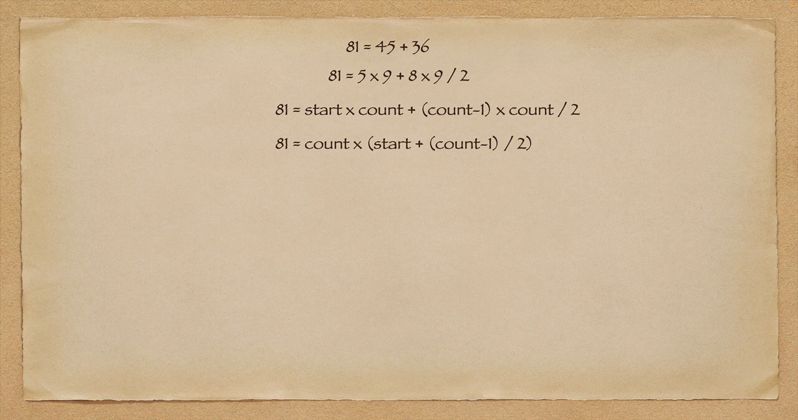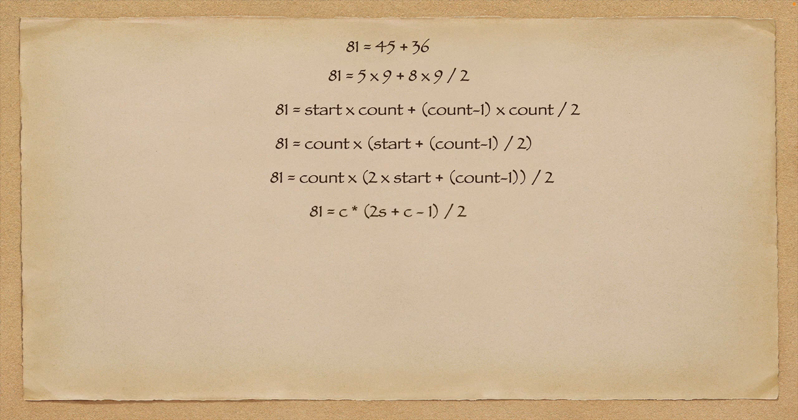So I know that the common value between both of these additive terms is the count. So I'm just going to take the count out, and I'm left with start plus count minus 1 divided by 2. I would like to ensure that the 2 is completely out, so I have only multiplicative factors. So count times 2 times start plus count minus 1 divided by 2 is going to be 81.